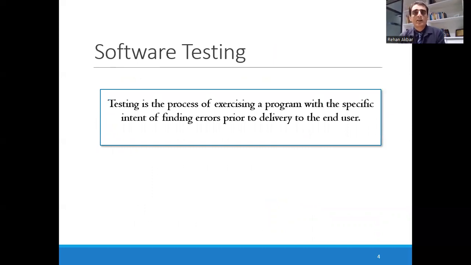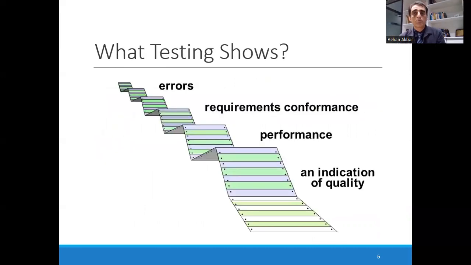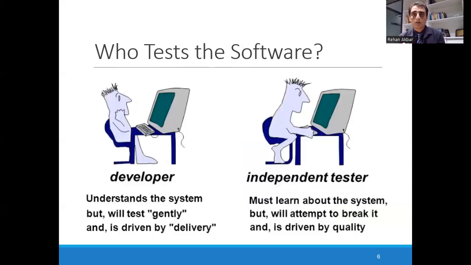Software testing is basically a process through which we find errors and bugs in the software before it is delivered to the client or the end user. The main purpose of software testing is to find errors, to comply with the requirements, to evaluate its performance, and to evaluate its quality. Software testing is conducted by developers and independent testers. Developers do it during the development when they are writing the code, and independent testers do it independently when the code is ready or it is in the QA for testing.